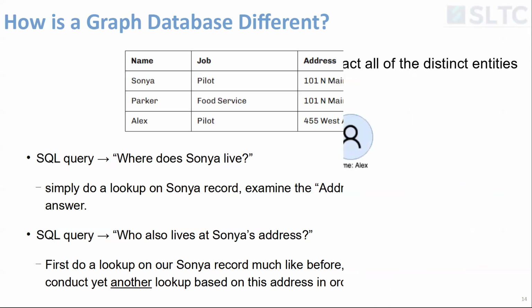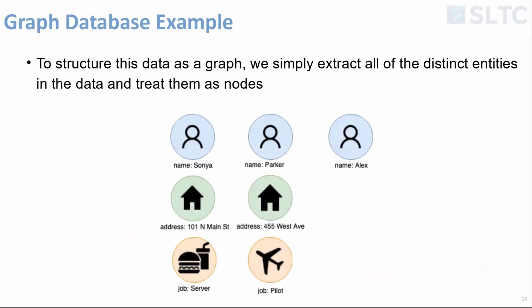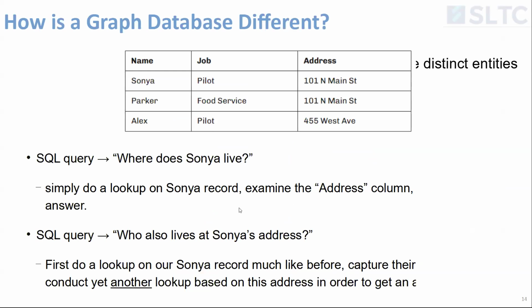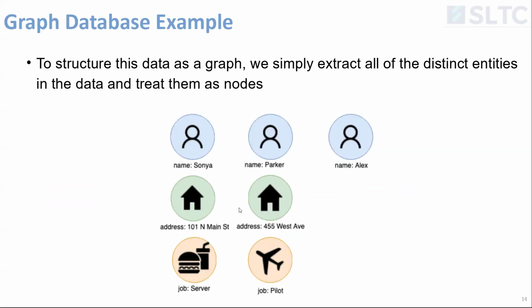So let's look at it visually. To do this in a graph database, first of all, we will break down our data set into something called entities. Okay, so we have people, we have addresses, we have jobs, right? So people, there are three. There's Sonia, Parker, and Alex. Addresses are two, 101 North Main and then 455 West Avenue. Then we have server and a pilot, right? The server is in the food business, food service, and then we have pilot, right?